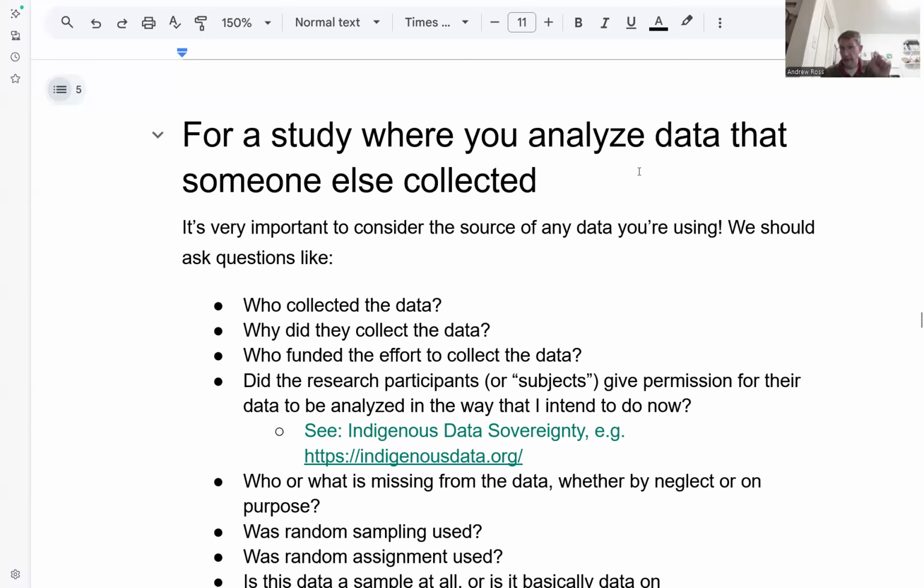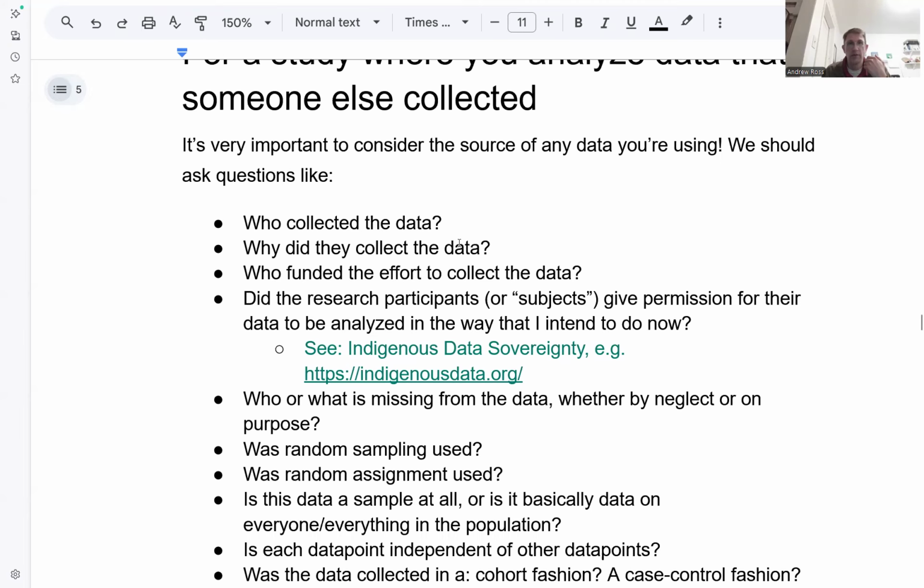So let's talk about studies where you're analyzing data that someone else collected, rather than you designing the study and your own data collection procedures. It is really, really important to consider the source of any data that you're using. Here's a bunch of questions that you should be considering.